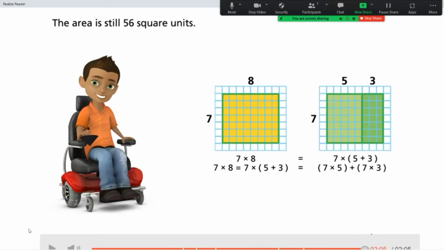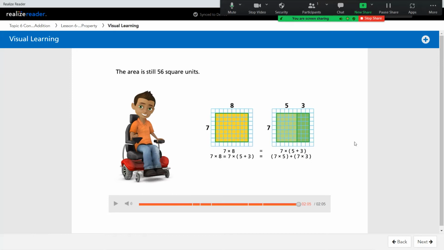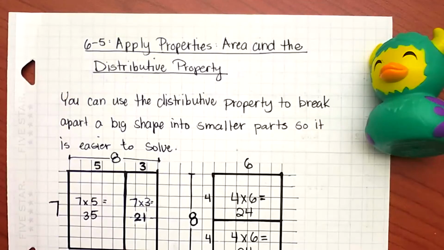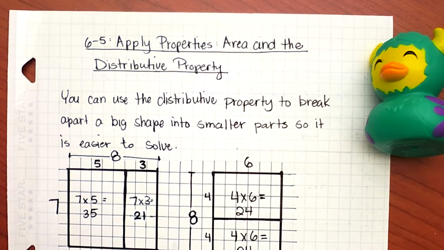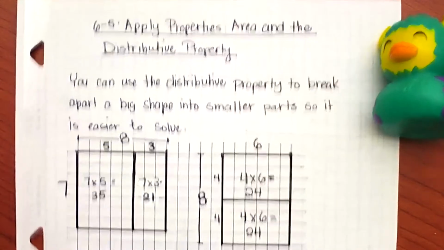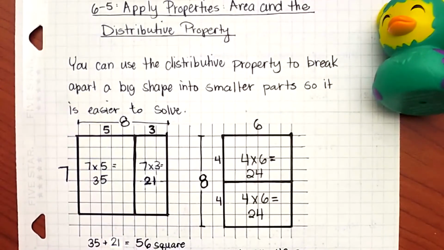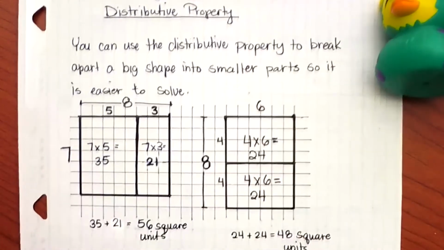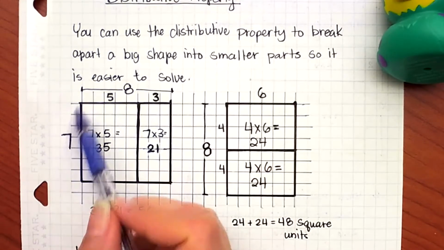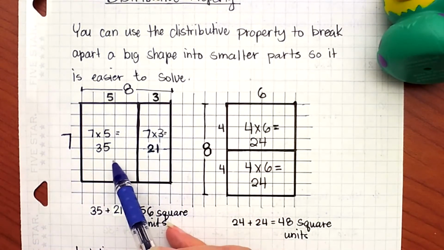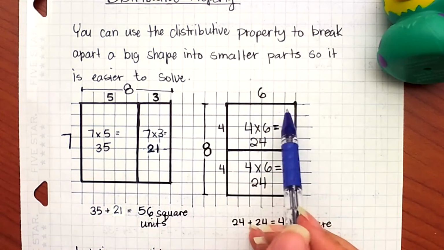All right, let's go ahead and get into our notes and our guided practice. So again, we have our title at the top of our page, 6-5, Apply Properties, Area, and the Distributive Property. How can you use a distributive property to break apart a big shape into smaller shapes? Now over here, I have two different shapes. I had a 7 times 8 rectangle, and then I had an 8 by 6 rectangle.